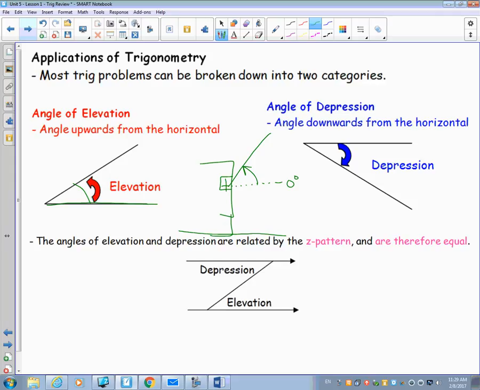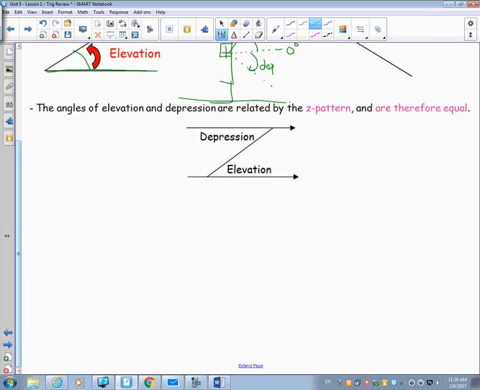Depression goes downwards from the horizontal. So again, back to our window idea here. If instead of looking straight out the window, I look down at something on the ground, this would be depression. So elevation, depression. And we should remember those two are related to each other by the Z pattern. A good example of this is, you have a friend who's standing on the ground down here. They look up at you and you're up in a window. The angle that they're looking up at you is the same as you're looking down at them. Those two things have to be the same. Okay, so it's about interpreting some language.